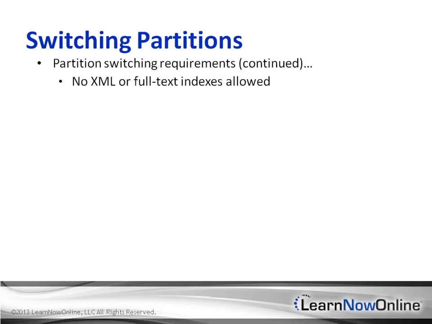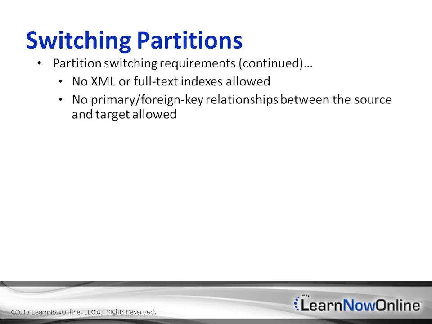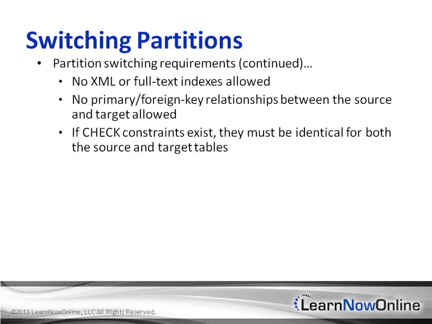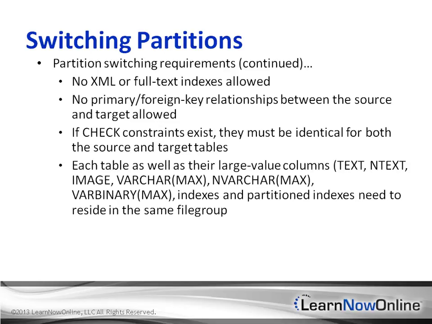We also have to make sure that there's no XML or full-text indexes on the tables. No primary foreign key relationships between the source and target are allowed. If check constraints exist, they have to be identical for both the source and the target. Each table, as well as their large value columns, varchar max, text, and image, the indexes and partitioned indexes need to reside in the same file group. And neither table can be a replication source.